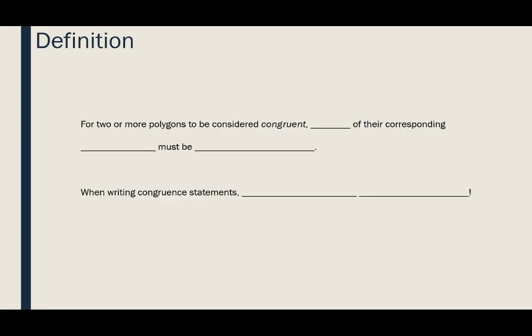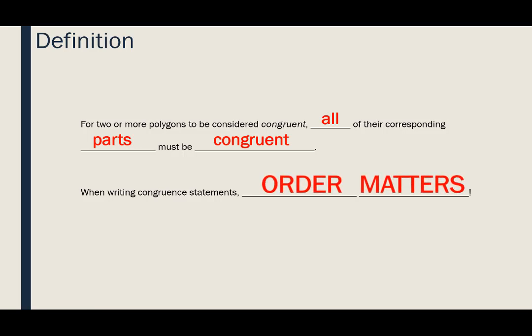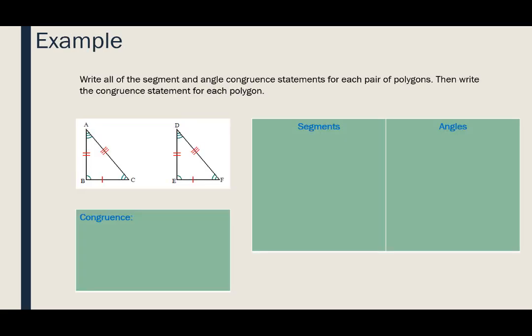By definition, for two or more polygons to be considered congruent, all of their corresponding parts must be congruent. When writing congruent statements, order matters. This will be the theme of today's lesson. Let's practice writing congruent statements. Write all of the segment and angle congruent statements for each pair of polygons. Then write the congruent statement for each polygon.